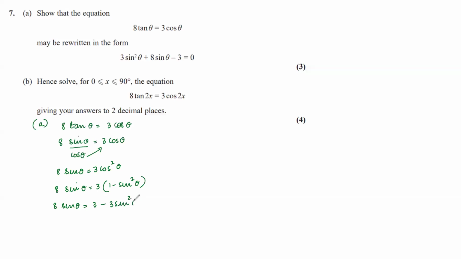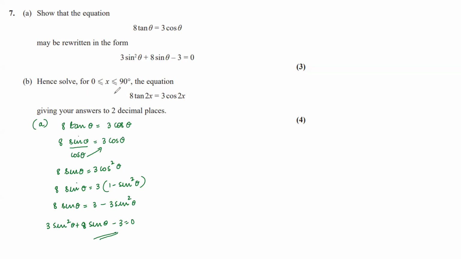Bring everything to the left hand side, we will get 3 sine square theta plus 8 sine theta minus 3 is equal to 0. This is what we had to prove.